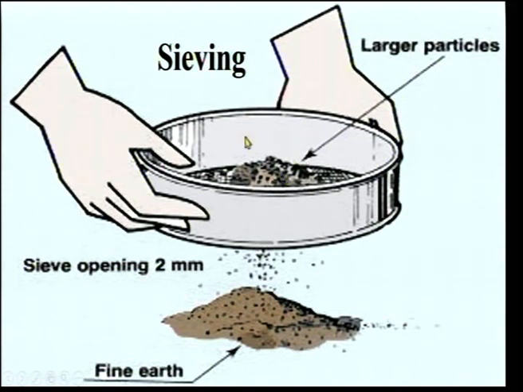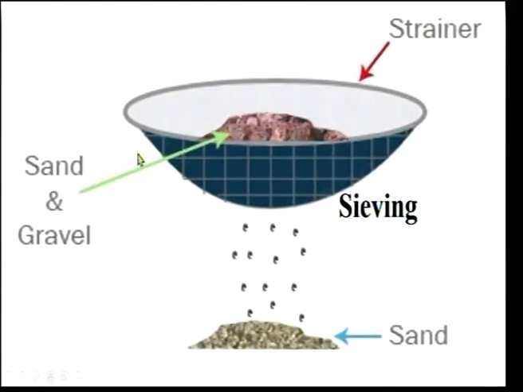So what is this container with holes called? Sieve. What is this method called? Sieving. In this method we can separate lighter particles and heavier or larger particles. Children, sand and gravel which are taken in this container can be separated. How? By a method called sieving. In house construction we use this method, isn't it?